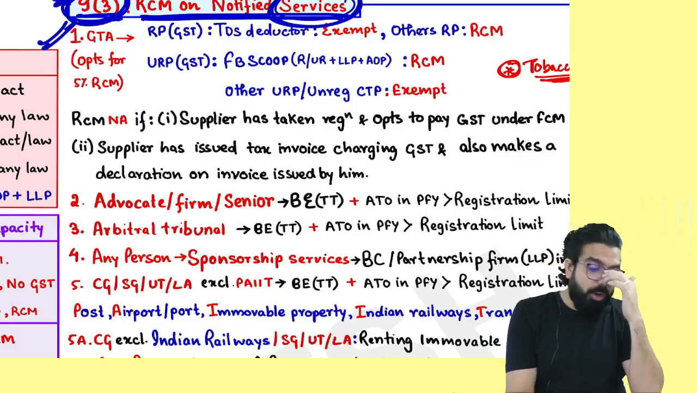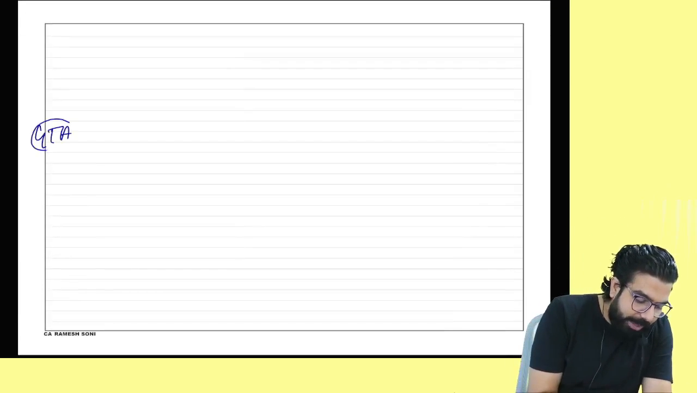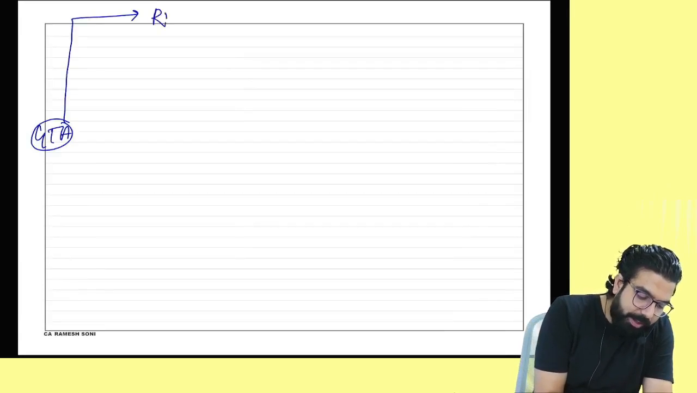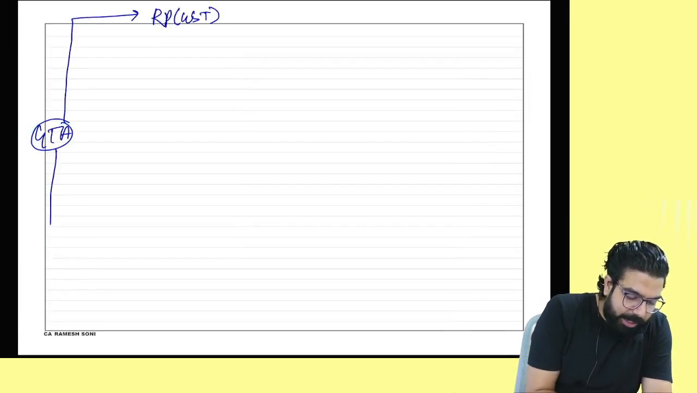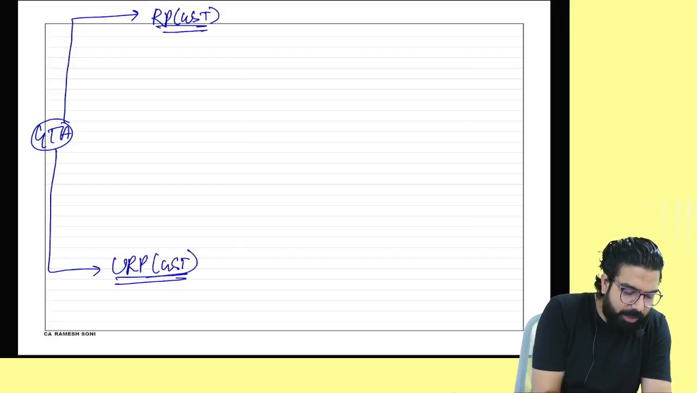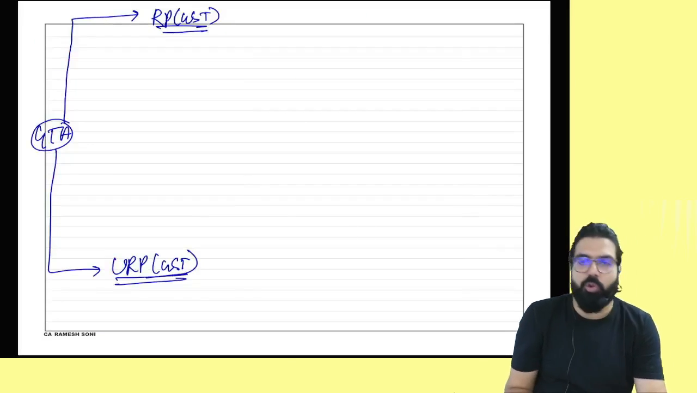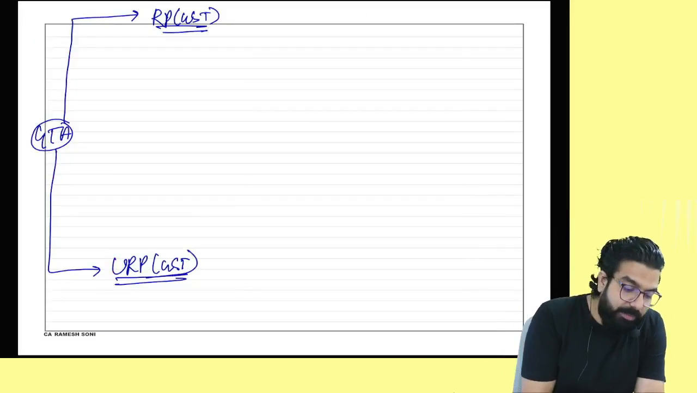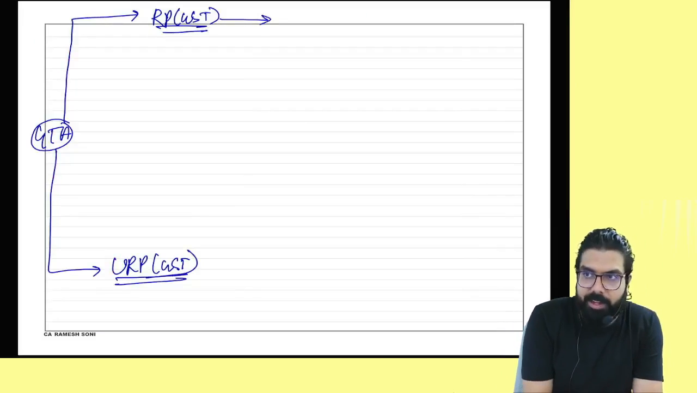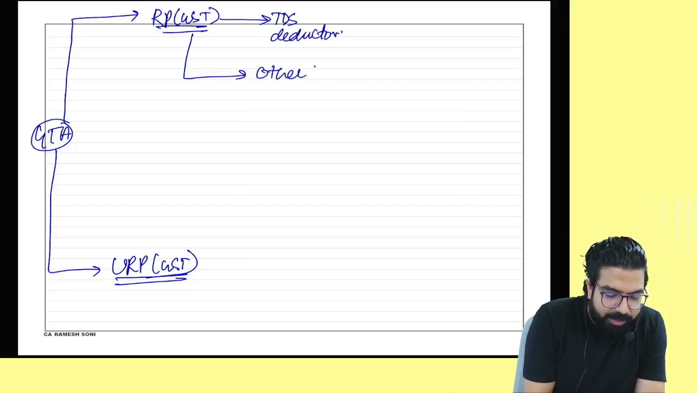Now, always remember one thing about the GTA description. GTA can give services to whom? Registered persons under GST, and unregistered persons under GST. If it is giving services to a registered person under GST, you have to remember that registered person is either a TDS deductor, or another registered person.